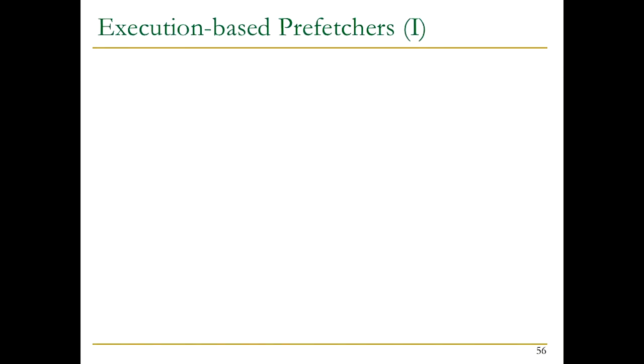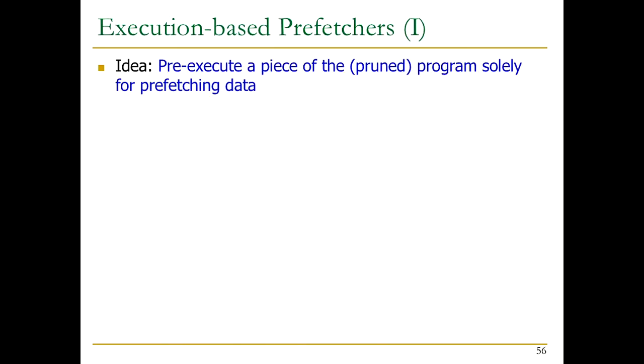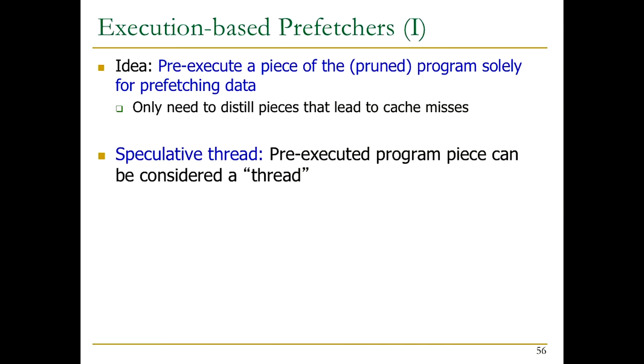Okay, this is obvious. Let's move to a different class of prefetchers, which is execution-based prefetchers. So people always try to improve the coverage of prefetchers. And execution-based prefetchers are very good at executing the program, or a portion of it, or a thread, to do prefetching for the main program that you want to accelerate. Basically, the idea is simple. You pre-execute a piece of the pruned program solely for prefetching data. Of course, if you want to be really efficient, you want to only distill pieces that lead to cache misses. How do you do that is a question.